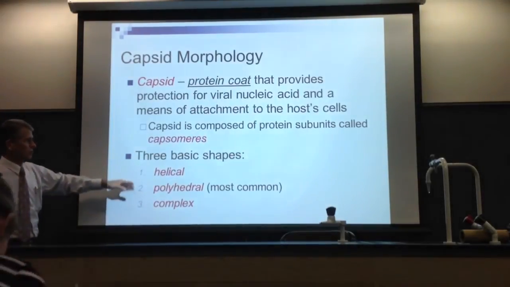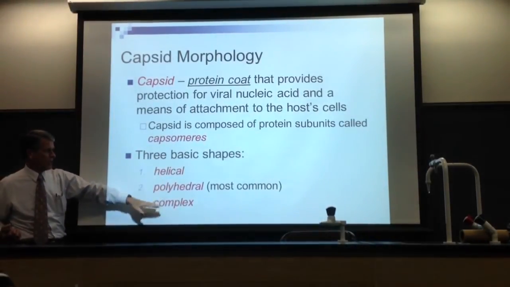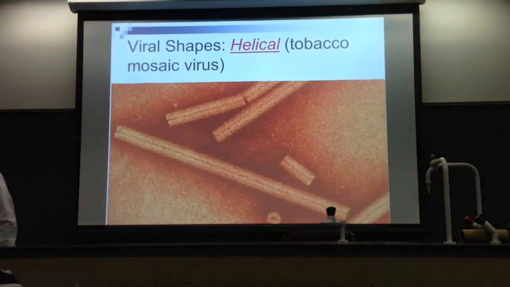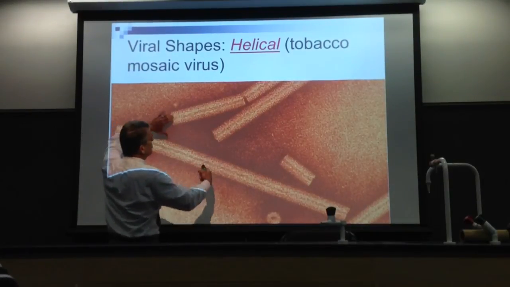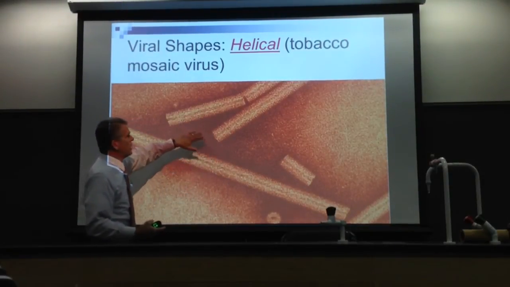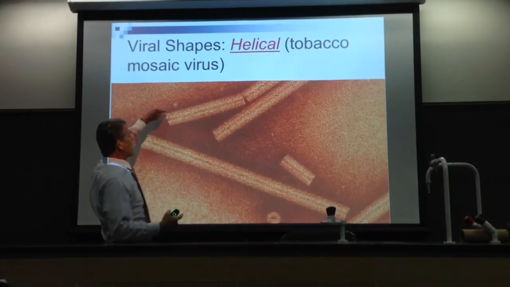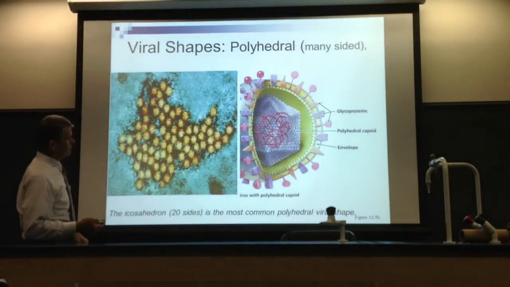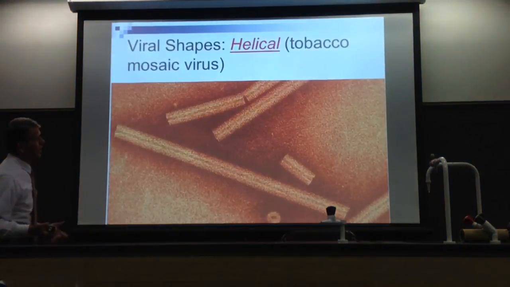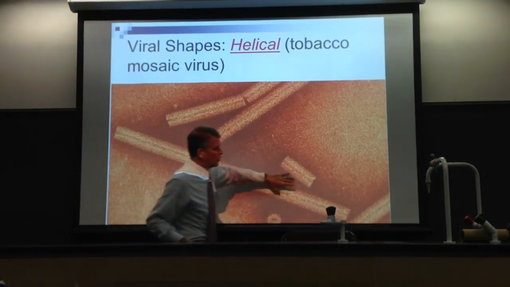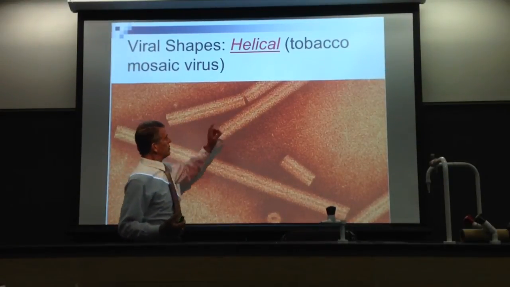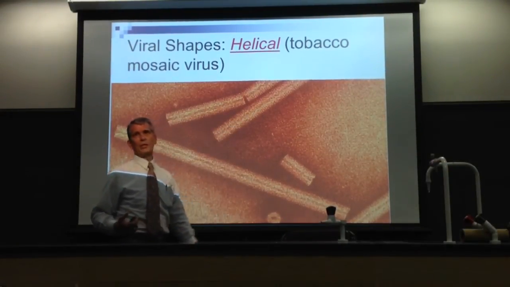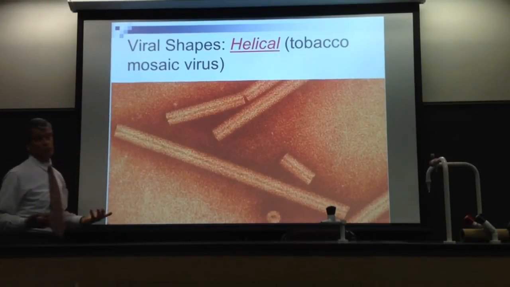And there's three basic shapes. There's helical, polyhedral, and complex. And this is a helical. It's sort of wound, if you will. It's a tobacco mosaic virus. And if you can see this, it's wound around a pore. Anyway, this is a long tube, a very long virus, and it's sort of coiled up, and it's got a hollow portion down there, and this is the helical shape.